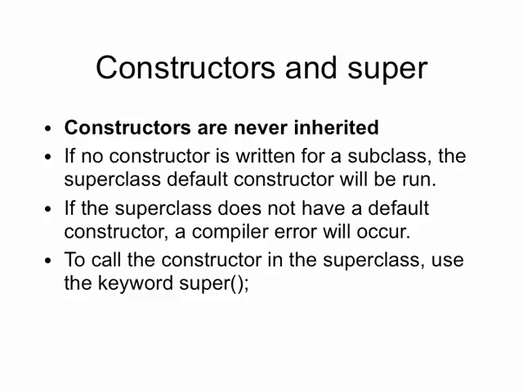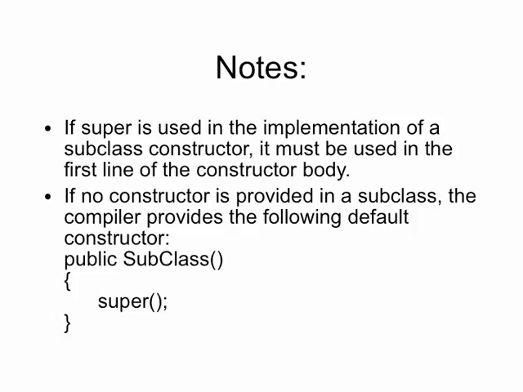Constructors are never inherited. If there's no constructor written for a subclass, the superclass default constructor will be run. If the superclass does not have a default constructor, you'll get a compiler error. It will not compile, it won't run. To call the constructor in the superclass, always use the keyword super. If super is used in the implementation of the subclass constructor, it must be the first line of the constructor body. We already talked about that.